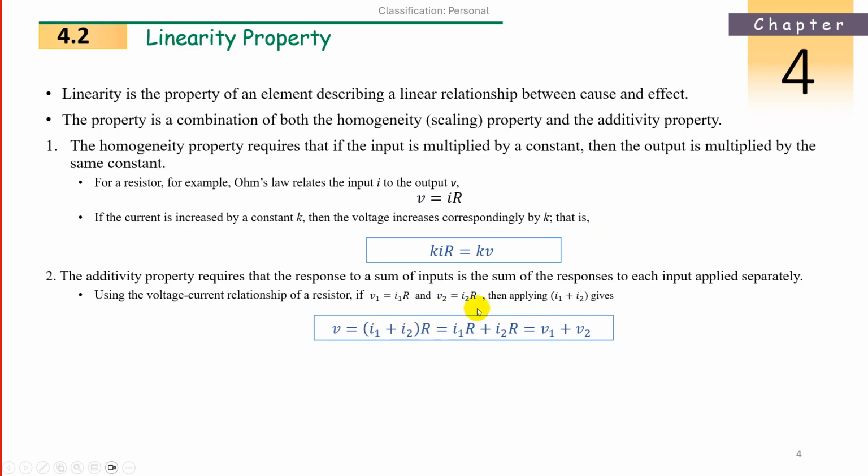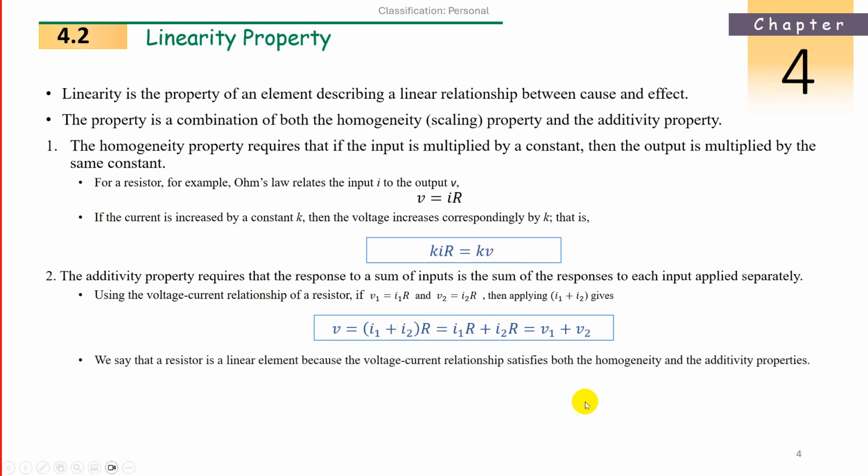This I1 plus I2 is called the additive property. So if these two properties are satisfied, we say the resistor is a linear element. The resistor we are talking about here is the resistor only. A resistor is a linear element because the voltage-current relationship satisfies both homogeneity and the additive property. So when I am using a resistor with a voltage and current source in a circuit, then it is linear. We proved it here.